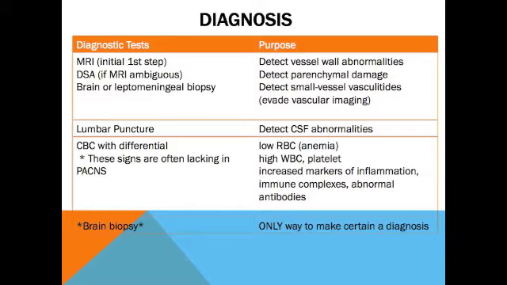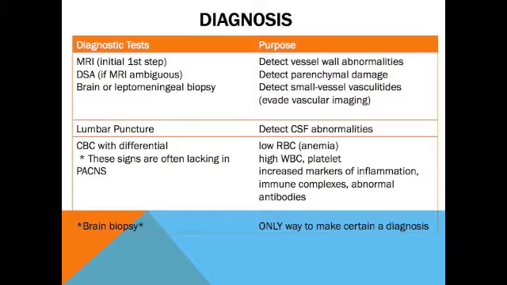A lumbar puncture may be done to assess the spinal fluid to find cause for the inflammation. In addition, lots of blood work is done to assess abnormalities, but often the blood work is normal in primary meningitis of the CNS. As cerebral vasculitis can present similarly to other diseases, a brain biopsy may be the only way to make certain a diagnosis.